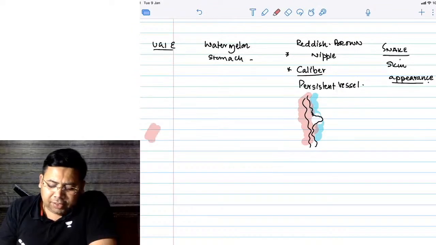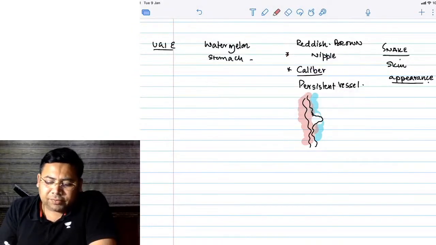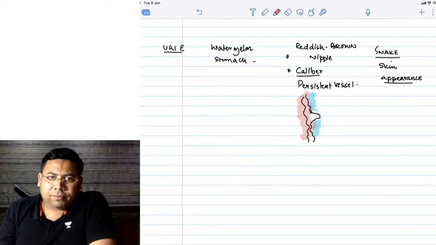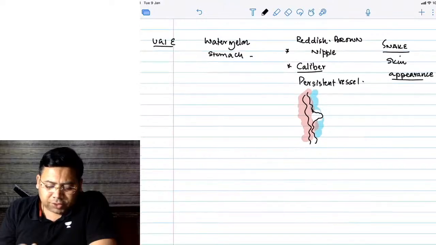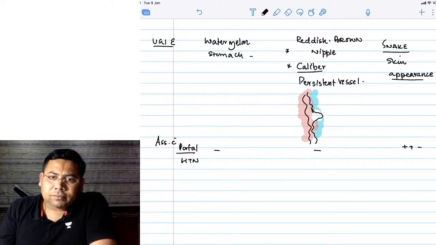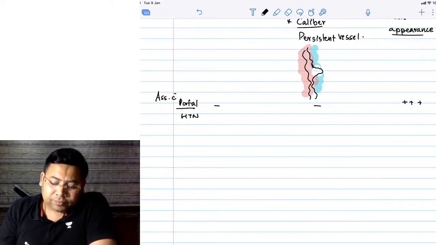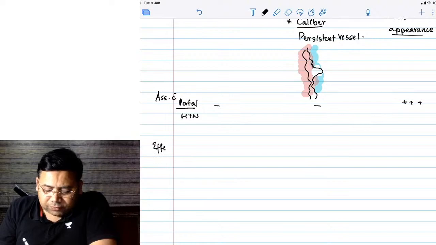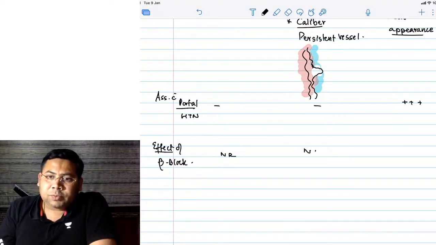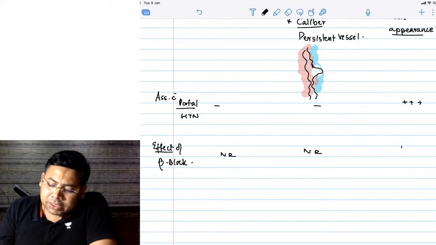The next is association with portal hypertension. Which variety is associated with portal hypertension? So association with portal hypertension. Answer is no, no, and this is the one. Next is effect of beta blocker. Effect of beta blocker. Who will respond? No response, no response, and yes response.